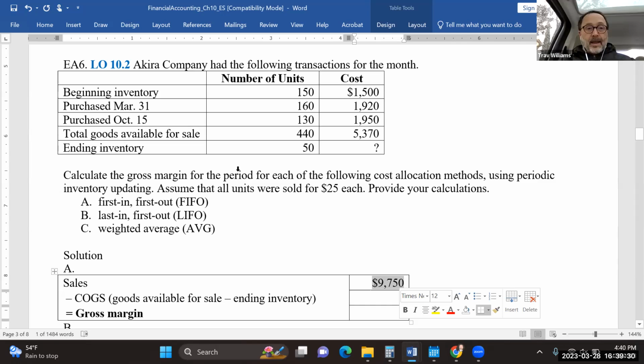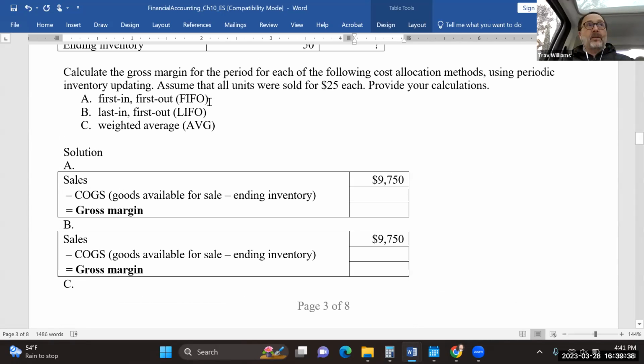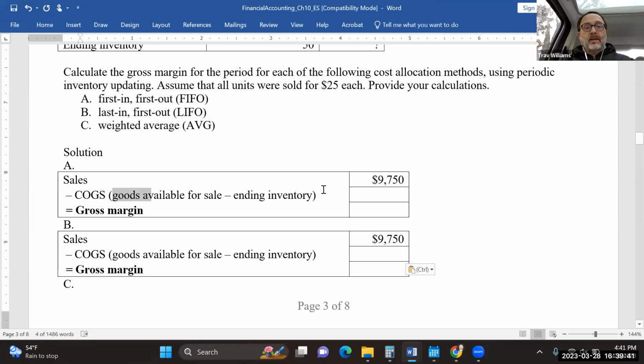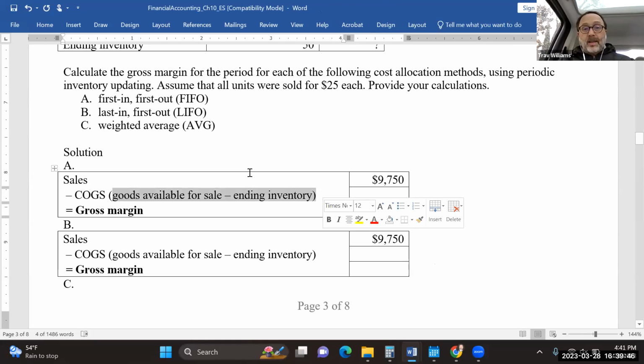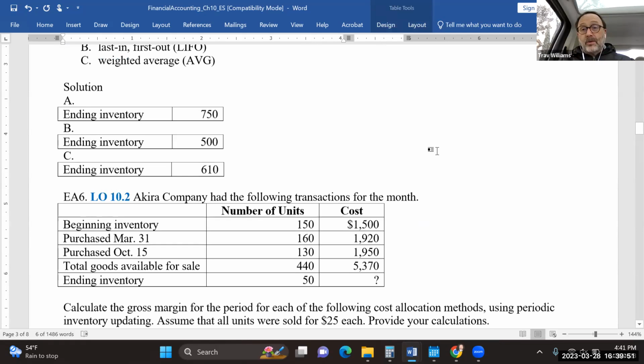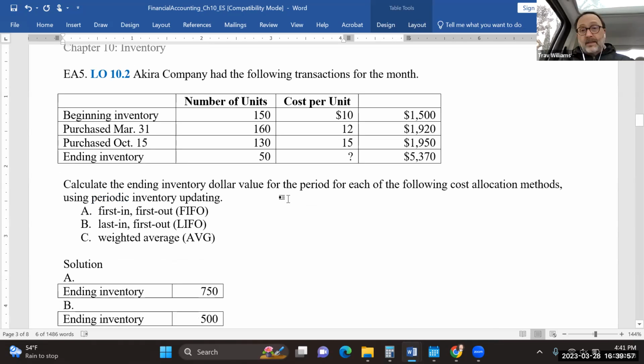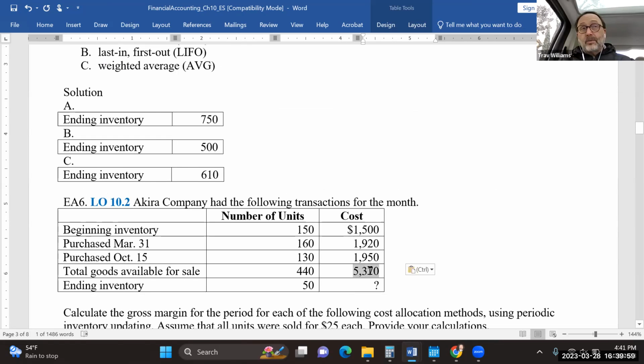Then for A, we are using the FIFO method here. And what we have to do is take the goods available for sale minus ending inventory. That will tell us our cost of goods sold. Well, goods available for sale, remember we calculated that up here. That was the total that we came up with for all the goods that we had available for sale. And they actually provided it for us here in exercise 6 as well. So we know what goods available for sale is, and it's the same in all 3 scenarios. What changes is the ending inventory that we have to subtract.